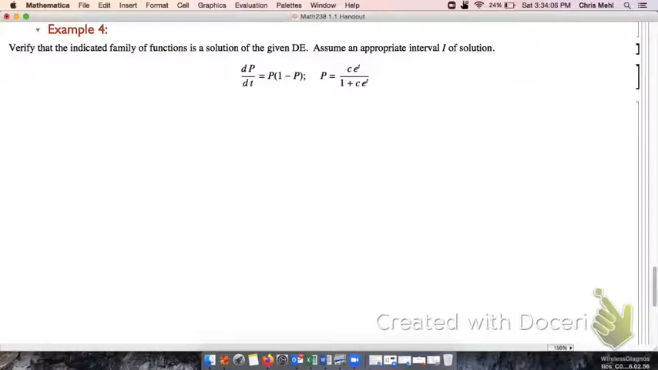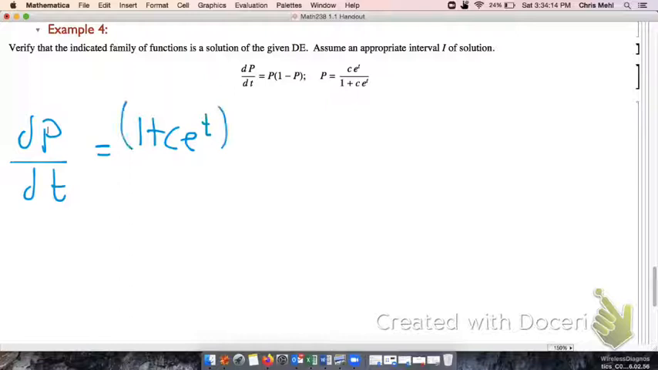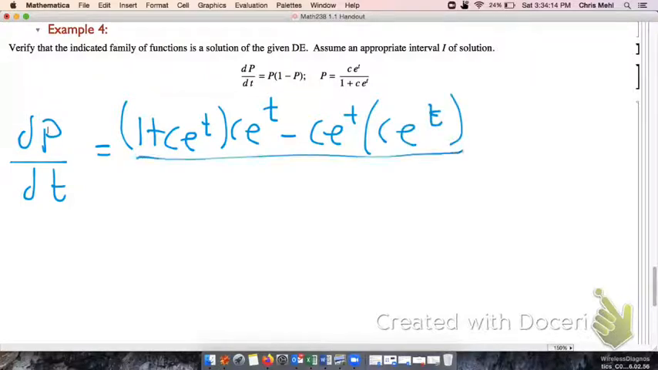so this is an explicit solution. So I'm going to substitute p and its derivative into the differential equation and see if it reduces to an identity. So first of all, dp/dt. Okay, so this isn't going to be as fun, but I have to use the quotient rule. It's going to be low d high, so it's going to be the bottom function times the derivative of the top, minus the top function times the derivative of the bottom, which is also ce^t, divided by (1 plus ce^t) squared. Okay, so I have applied the quotient rule. Make sure you review that. Let's see what that simplifies to.